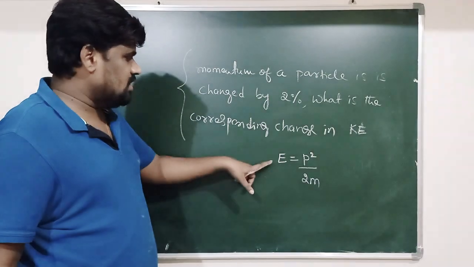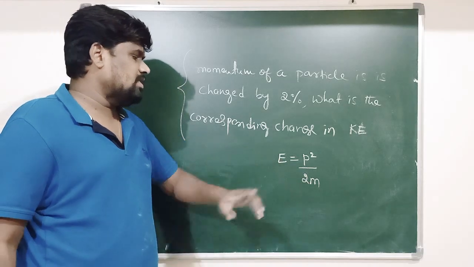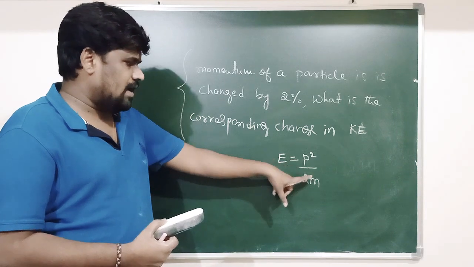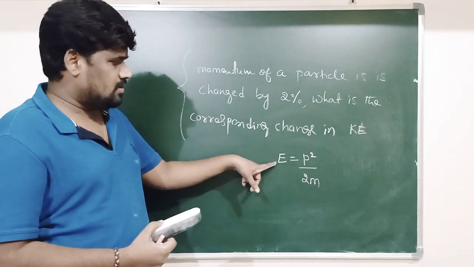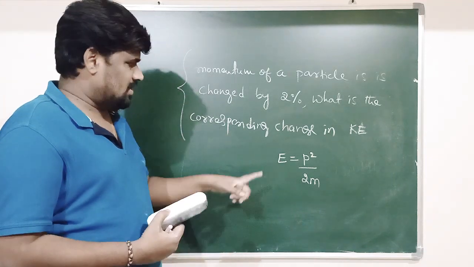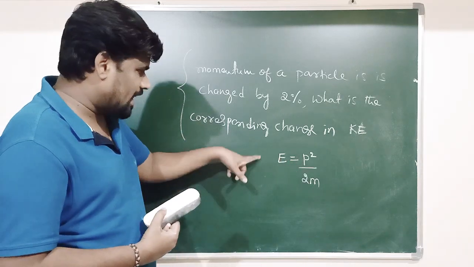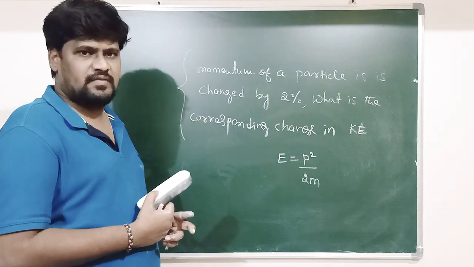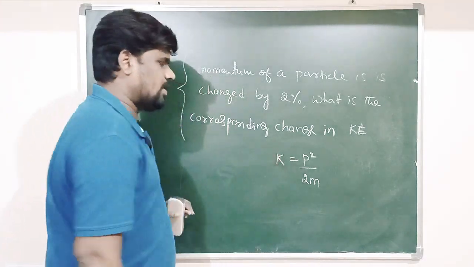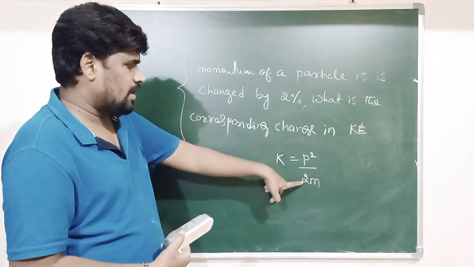What is E here? E is the energy of a particle, P is the momentum of a particle, and m is called the mass of the particle. So energy E, momentum P, and mass of a particle are related by the formula E is equal to P square by 2m. This relation is also called the kinetic energy and momentum relation. So the energy I am using is the kinetic energy of the particle. Therefore the same formula can be written with K: kinetic energy of a particle is equal to P square divided by 2m.